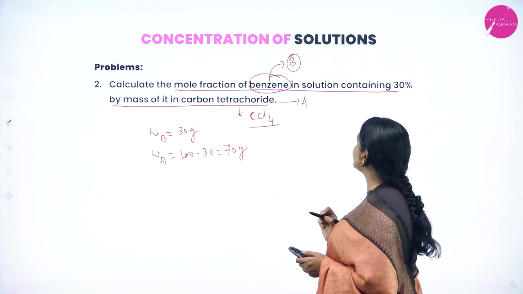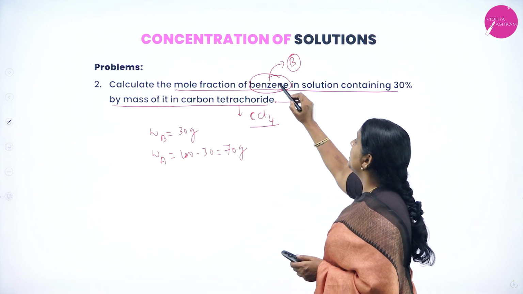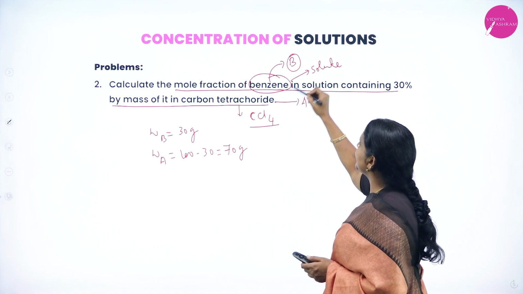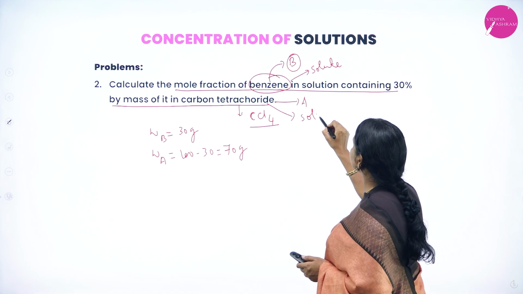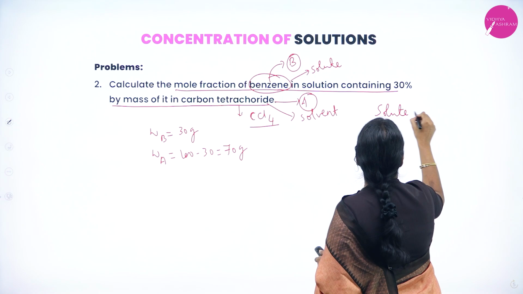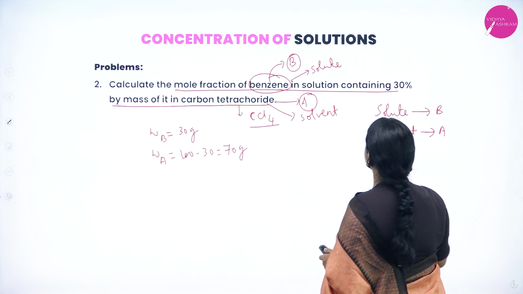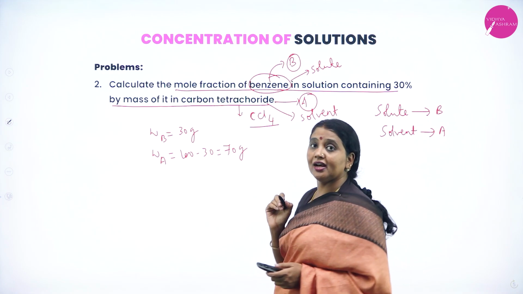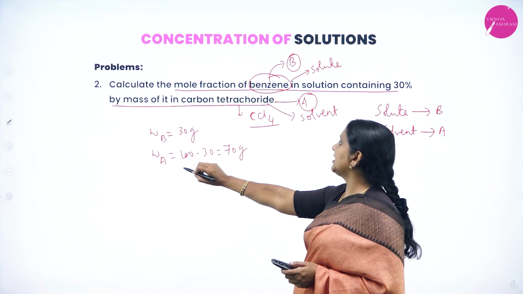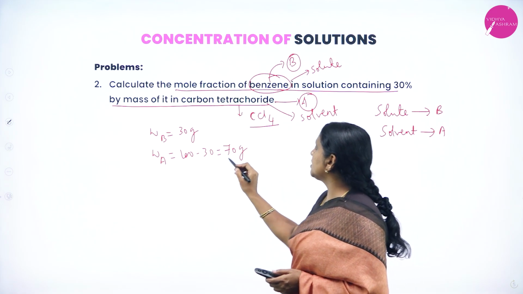Calculate the mole fraction of benzene in a solution containing 30% by mass of it in carbon tetrachloride. Benzene is solute, that's why you have to take it as the B component. Carbon tetrachloride is solvent, that's why it is taken as A. Solute is considered as B, solvent is considered as A. Which is solute here? Benzene. So what's the mass of solute B? That is 30 gram. What's the mass of solvent? It is 30%, so 100 minus 30, equal to 70 gram.